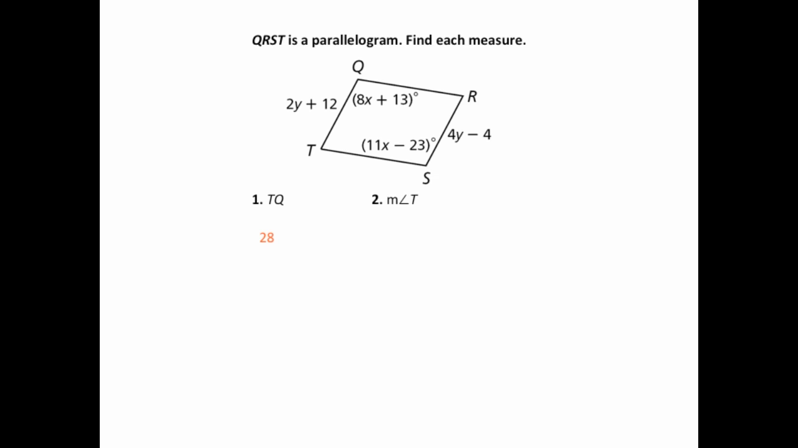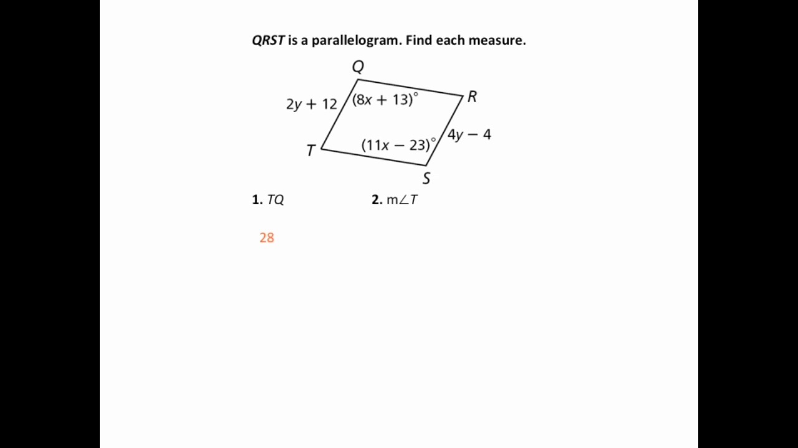Now, for solving for the measure of angle T, what we have to use here is the fact that opposite angles in a parallelogram are congruent. Now, the rule that tells us that is theorem 6.3. Opposite angles in a parallelogram are congruent by theorem 6.3, and the opposite angles here are angles Q and angle S. So those are the two angles involving the variable x. I would set those equal to each other.